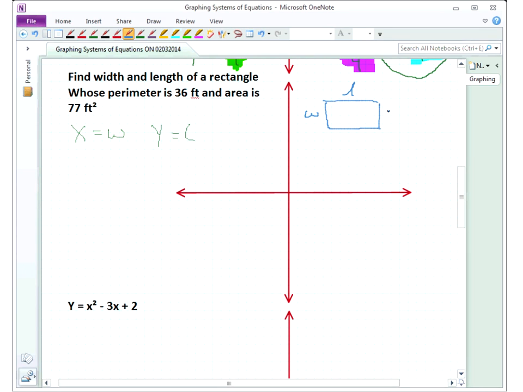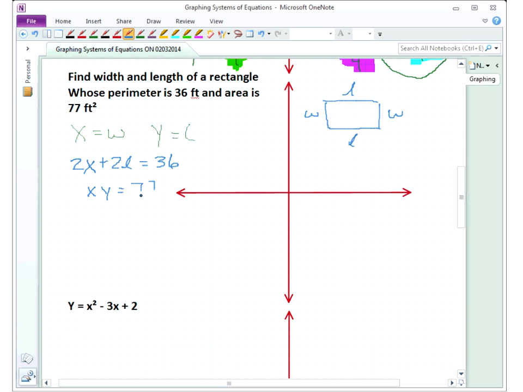But anyway, if I've got one width over here, one width over here, and a length down here, and a length up here, the perimeter is all those added together. So the way I would write that is 2 times the width plus 2 times the length equals the perimeter, which in this case is 36. And then the area is just length times width. So I'm just doing x times y.